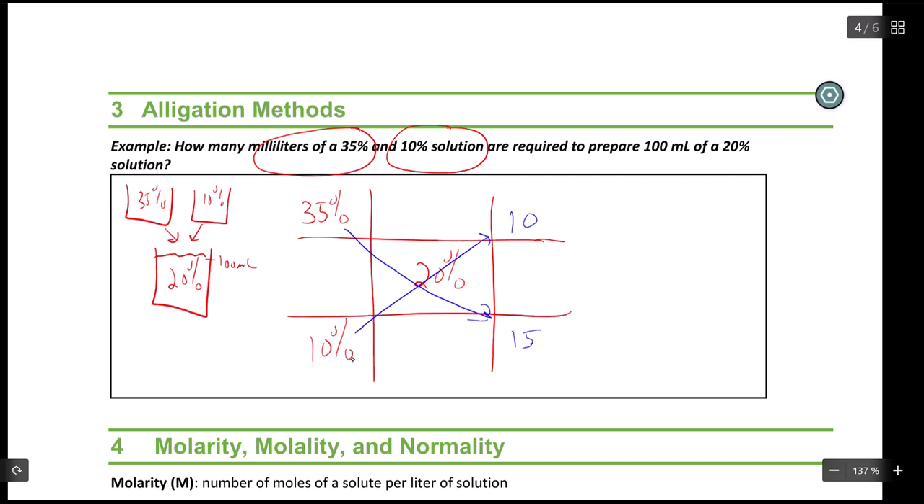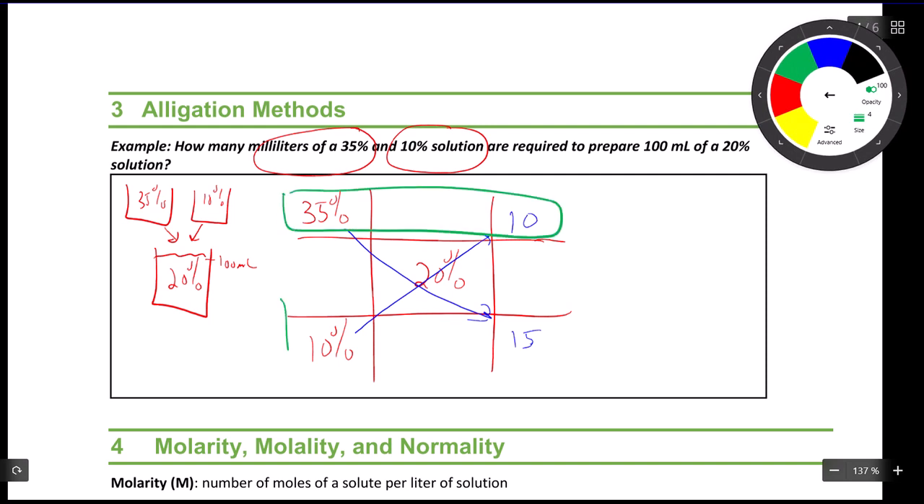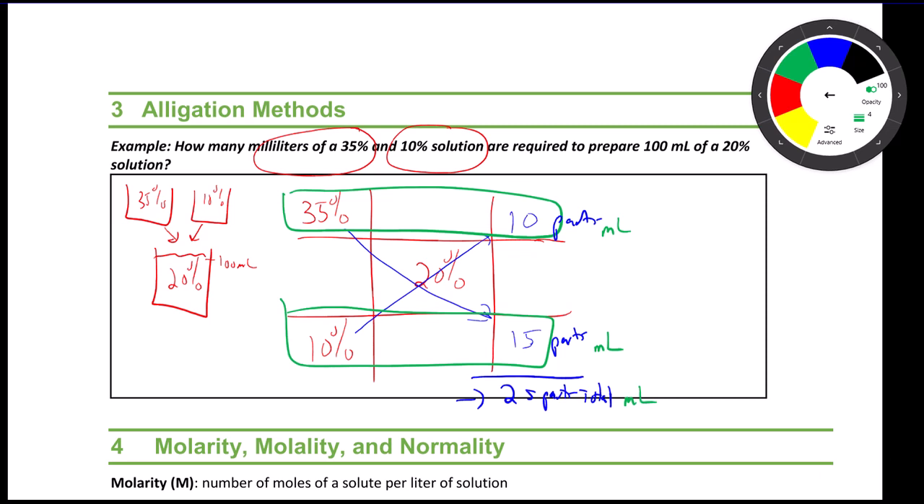This tells us the ratio. Remember, this is the ratio of this and this. That's what that tells us. And then we also can do the total here, which would be 25 parts total. Sometimes we need this, sometimes we don't. Realize when you do and when you don't. So we know that we need 10 parts of the 35% and 15 parts of the 10%. Or you can say, I need 10 mLs of the 35% every time I'm going to mix that with 15 mLs of the 10% to make 25 mLs total. So if I mix 10 mLs of the 35%, 15 mLs of the 10%, I'd get 25 mLs total.